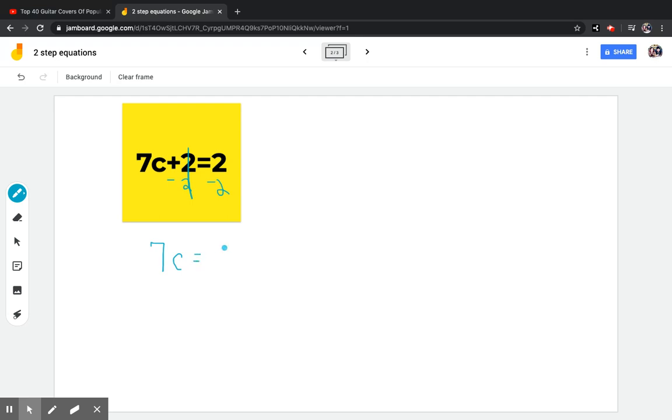equals 0. Okay, now I have 7c, so I need to get that c by itself. Divide by 7, divide by 7, and all I have left is c equals, well, there's a 0 there, so anything with 0 is going to equal 0. There we go.